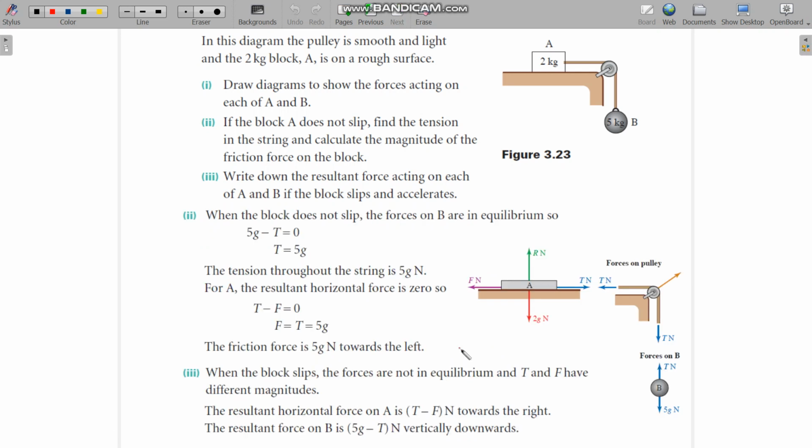And for II, if the block A does not slip, find the tension in the string and calculate the magnitude of the friction of the block. So when the block does not slip, this means it does not move. So does not move means sigma F equals 0. So the force to the left, which is the friction force, must be equal to the tension force.